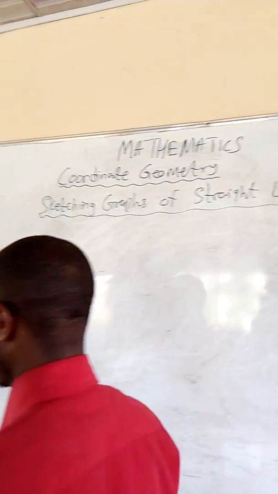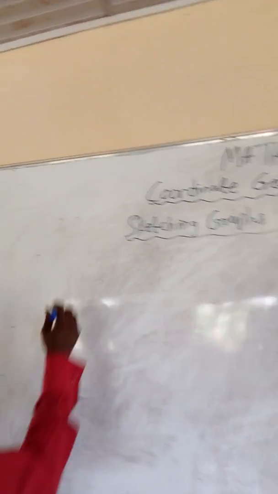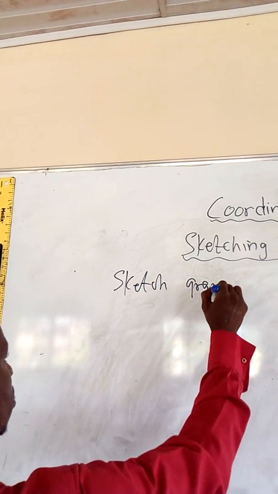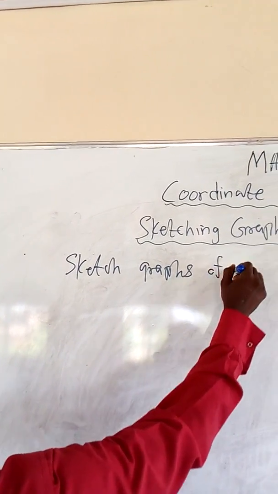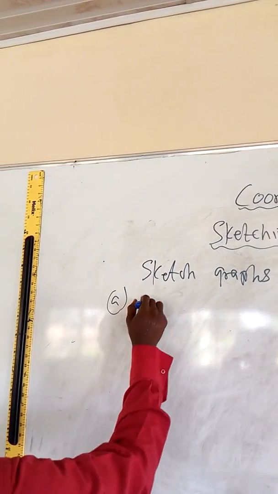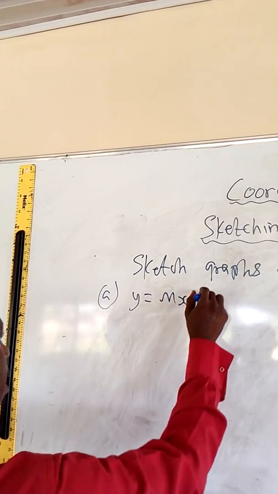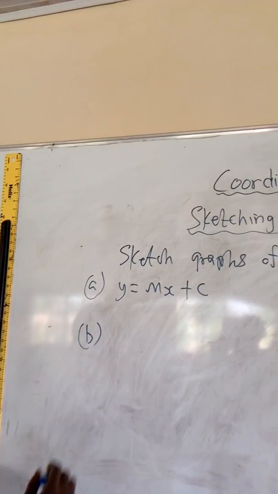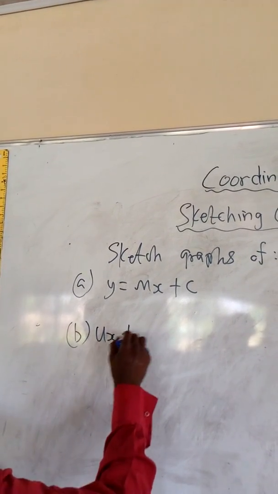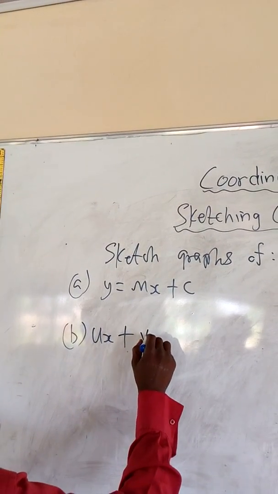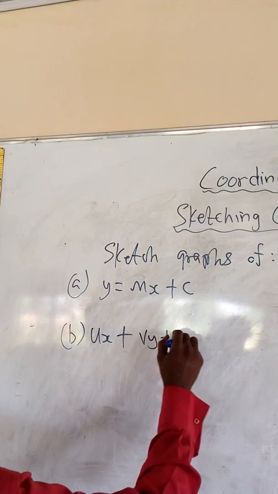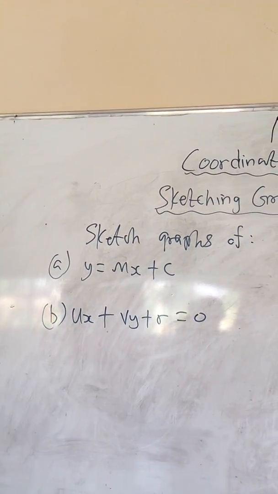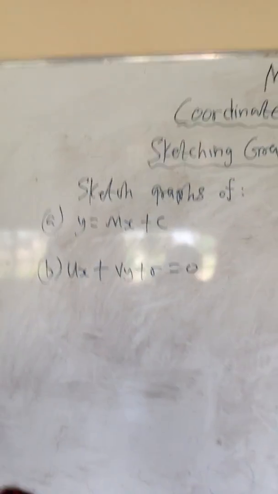To sketch the graph of these lines, sketch the graphs of A, y equals mx plus c, and B, ux plus vy plus r equals 0. So we are to sketch the graphs of these two straight lines.